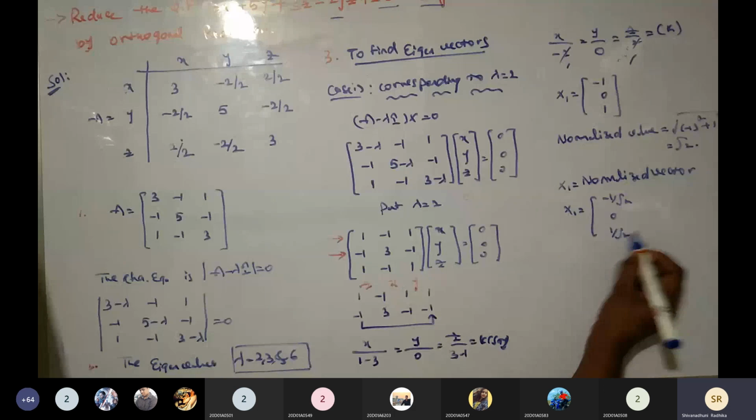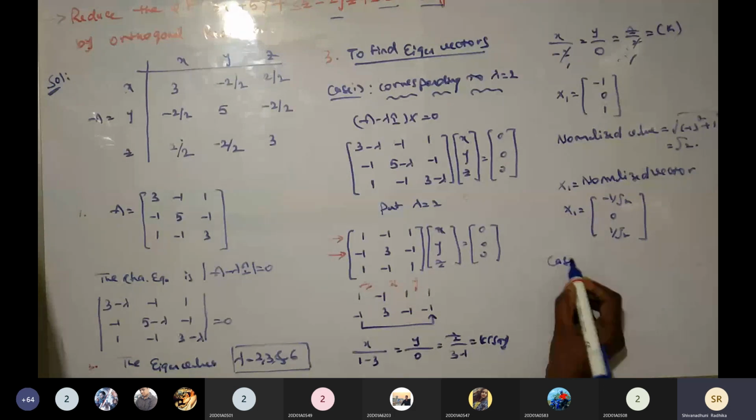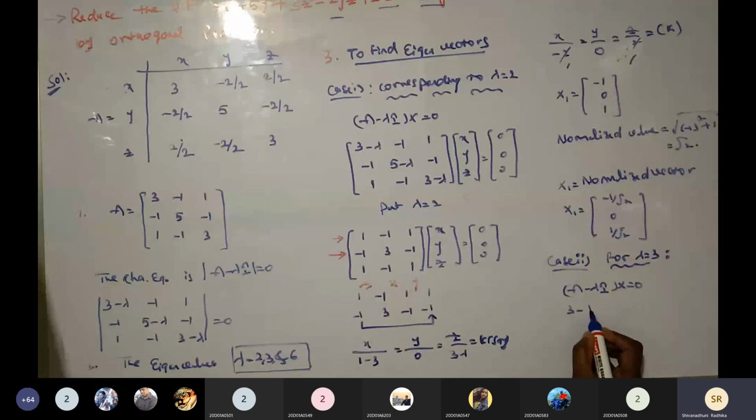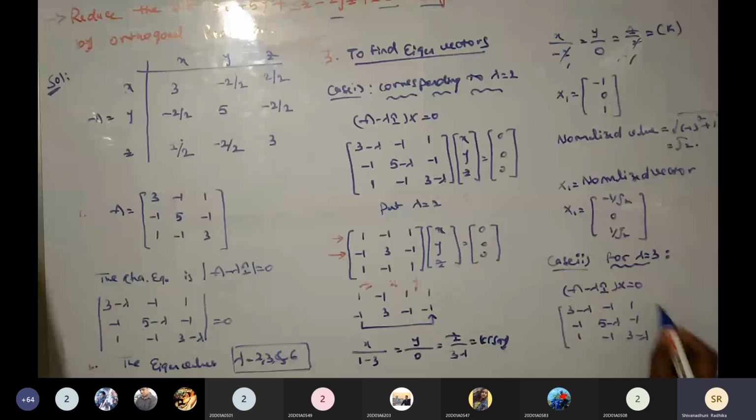Now we go for case 2. For lambda equals 3, we need to find the eigenvector. The matrix form is A minus lambda I into x equals 0. Again I'm going to write 3 minus lambda, minus 1, 1; minus 1, 5 minus lambda, minus 1; 1, minus 1, 3 minus lambda, into x, y, z, which equals zeros. Now I'm going to substitute lambda equals 3.